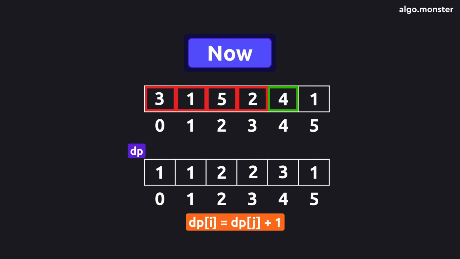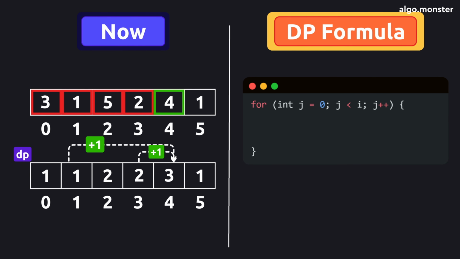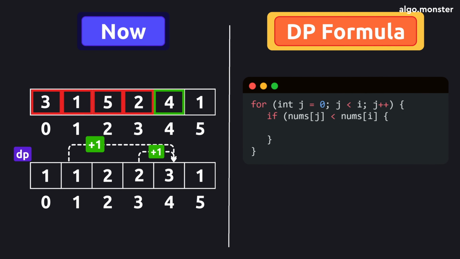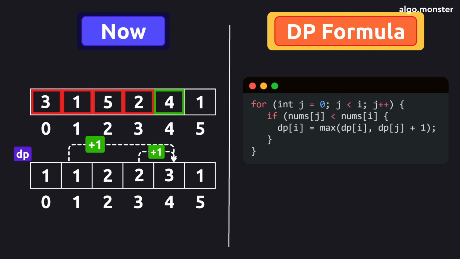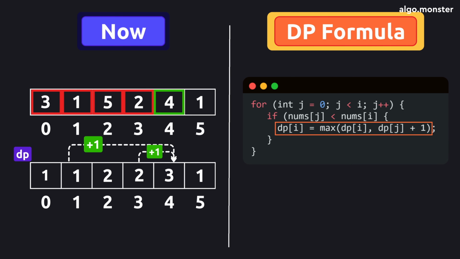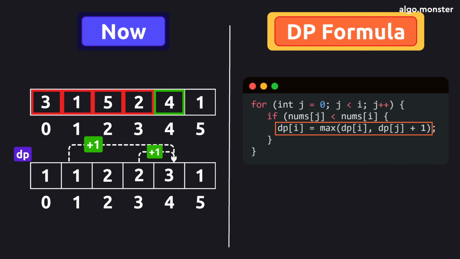Any previous element might be the end of some subsequence that we can extend with the current one. Which previous element do we choose? The one that gives the maximum length. So we get this formula. We iterate over all previous elements before the current one and compare each with the current element. If nums[j] is less than nums[i], we can build an increasing subsequence. Then we take the current length for that subsequence, dp[j], and add 1 for the new element. And because we need the best option among all previous candidates, we take the maximum between this new value and what we already had in dp[i].